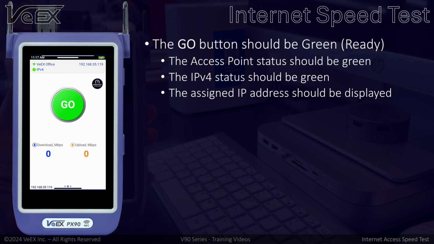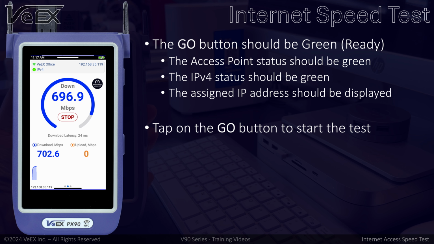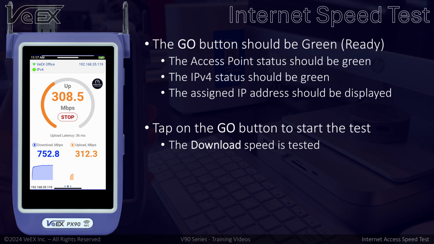If configured correctly, the Go button will be green, and the status bar on the top of the page will show green access point and IPv4 statuses, and the assigned IP address will be displayed on the right, and at the bottom left. Tap on the Go button to start the test. First, the download or downstream direction is tested, displaying the latency, maximum speed recorded, along with a histogram highlighting any significant variations over time. Then, the upload or upstream direction gets tested, displaying latency, maximum speed recorded and the histogram.